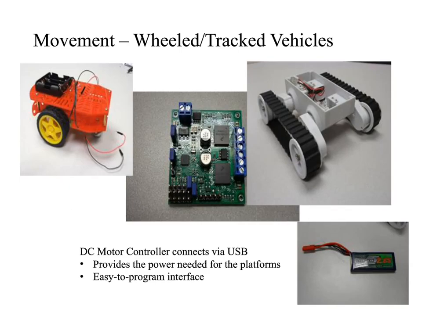So a lot of my students like to build wheeled or track vehicles. These wheeled or track vehicles normally have two DC motors, and their direction and speed can be controlled by these DC motors.